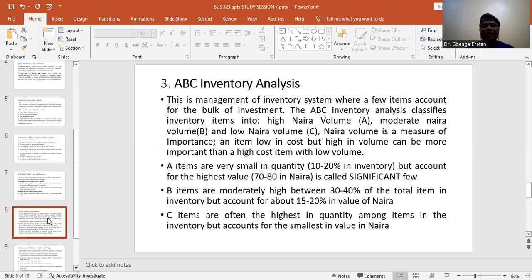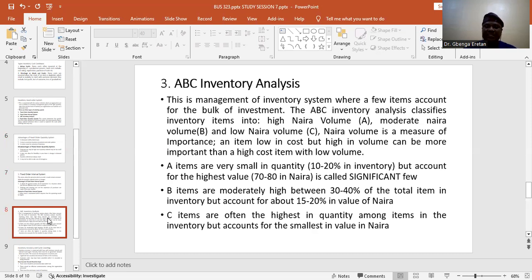So let's now look at the categorization of each of these items. A items are very small in quantities, say 10 to 20% in inventory, but they account for the highest value of naira, which accounts for 70 to 80% of naira.